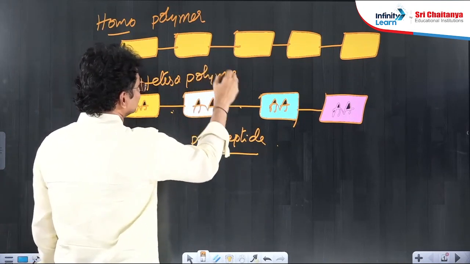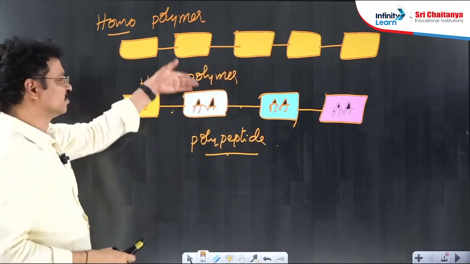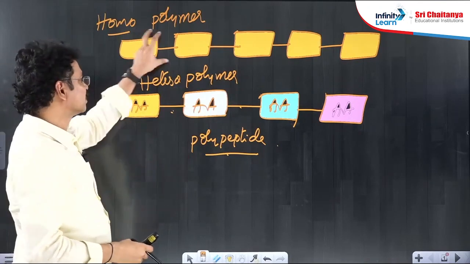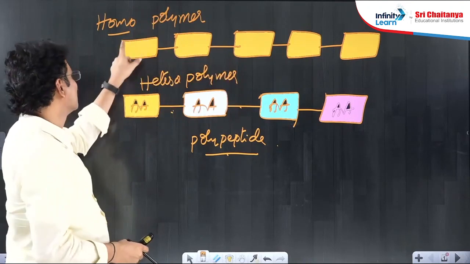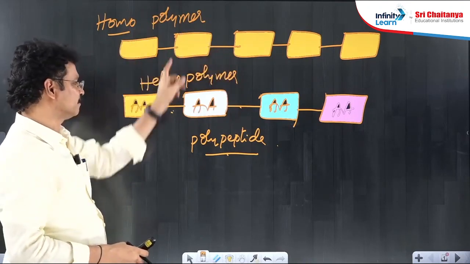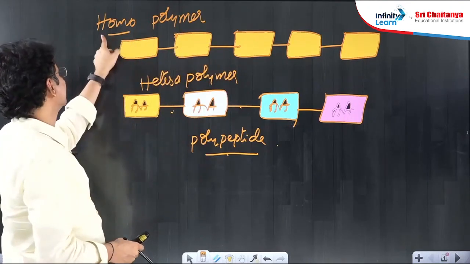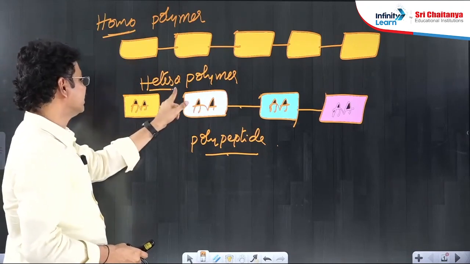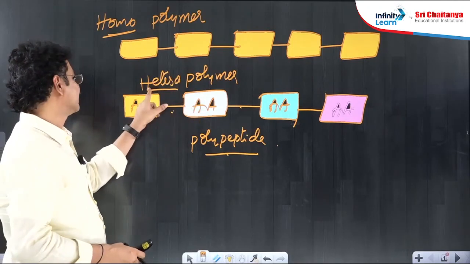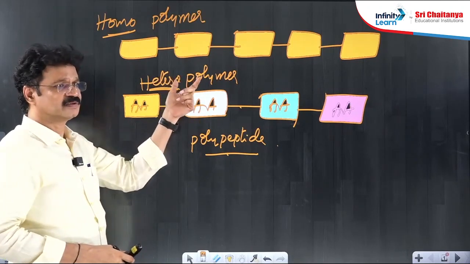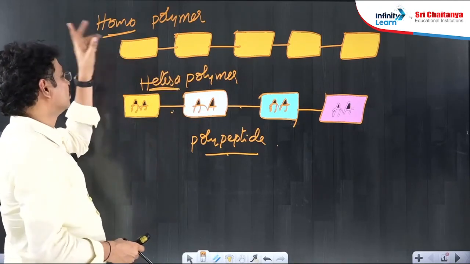One similarity between these two types of biomolecules is that both are polymers. A polymer is made up of some kind of units. The variation is: if all the structural units are the same kind, it is called homo; if they are different kinds, it is called hetero.